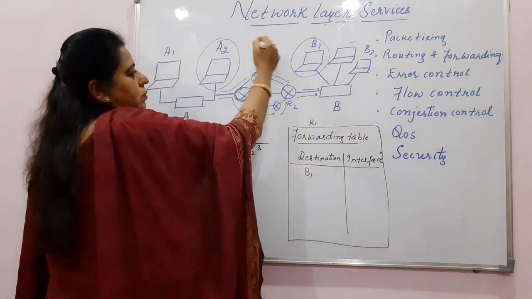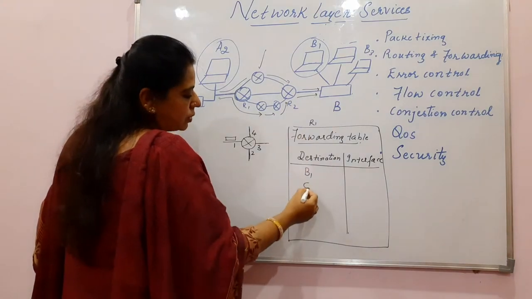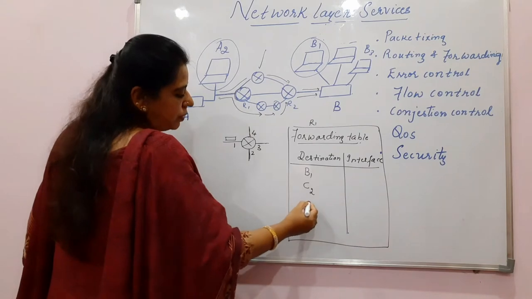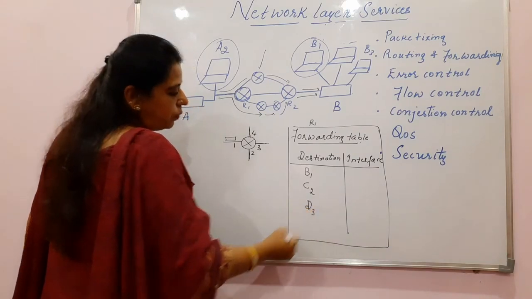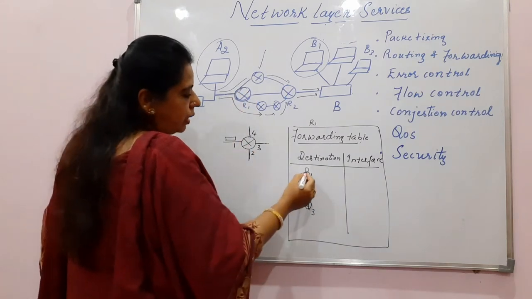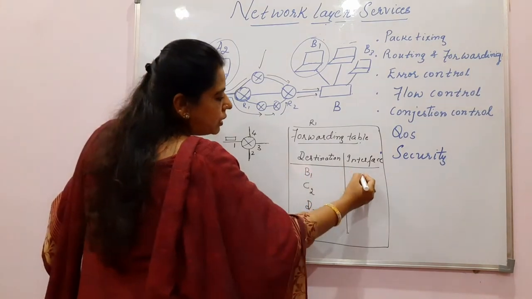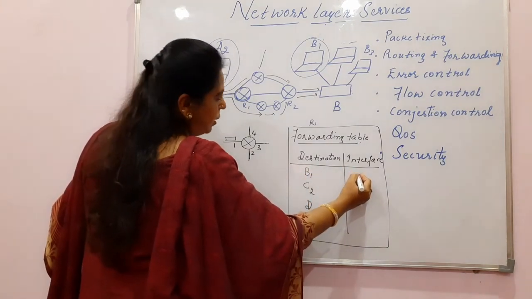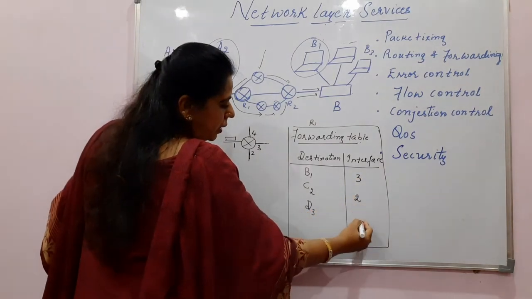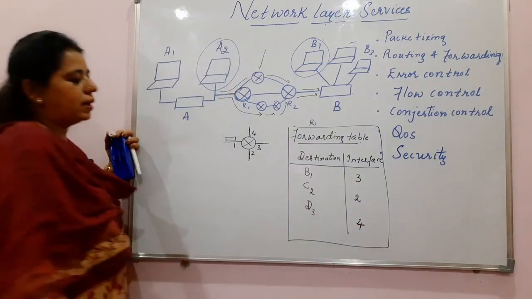Now let us take, there is one more network, a C network, which has got nodes C1, C2, and there is another D network, which has got D1, D2, D3. So in this particular case, the router has to decide if the destination host is B1, to which interface it has to place the packet, that will be written here. Suppose it is interface 3 in this example. I'll just write down, assuming that these are the interfaces.